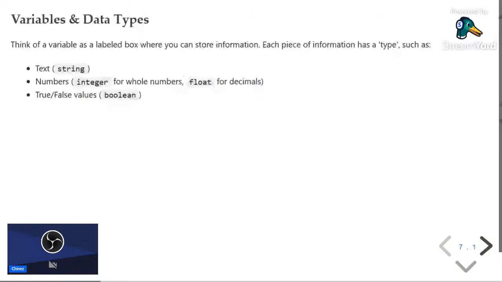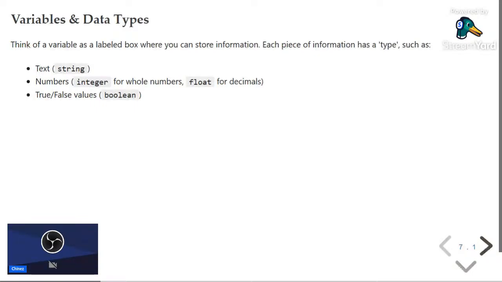Variables and data types. Let's make use of this analogy. Think of a variable as a labeled box where you can store information. Let's explain variable first. You have a box that you store your information in, or let's say you have a safe that you use to store your money, and the key used to open the safe is the variable, because it points to the safe where you have the money.